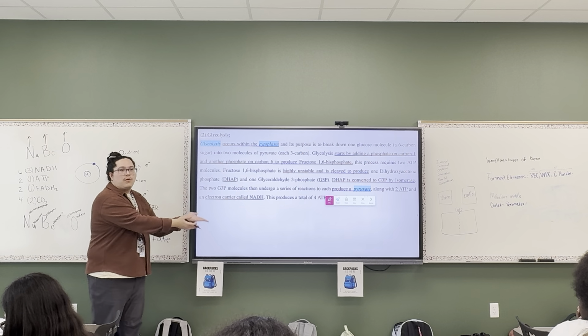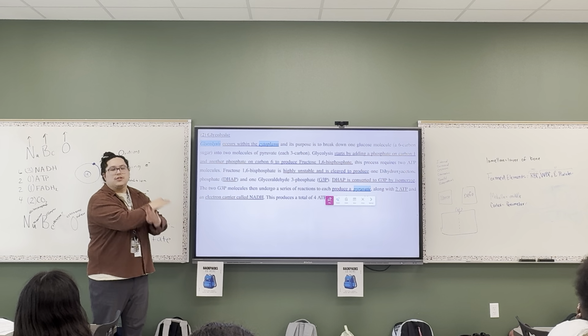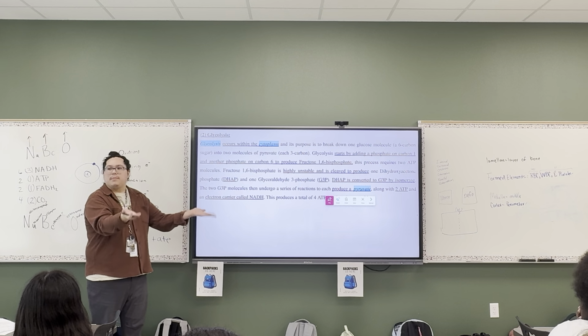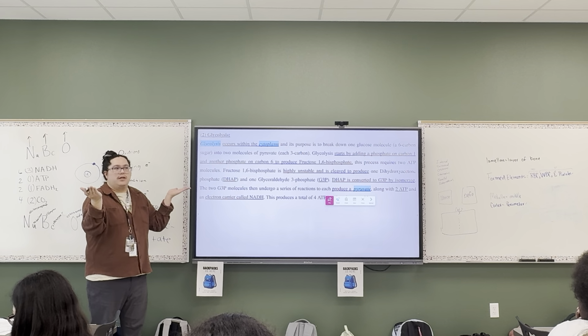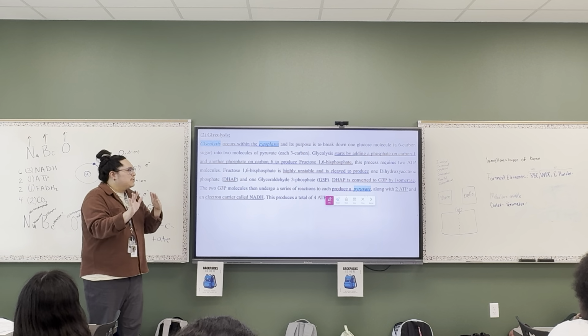There are 4 ATP that are made. There are 2 NADH that are made. There are 2 pyruvates that are made. There's no critical thinking involved. You just gotta memorize it, and if you do, great. If you don't, you don't. Does that make sense? So just bear with it, okay?